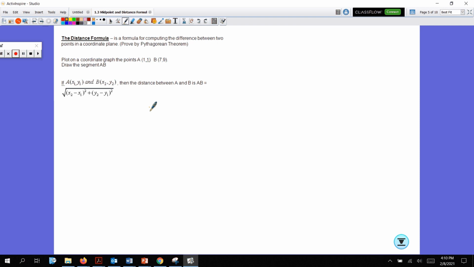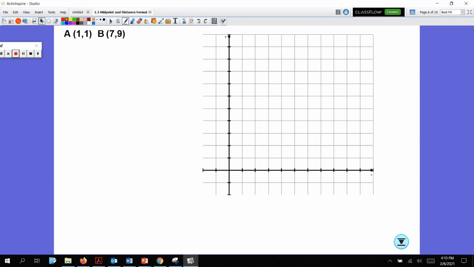All right, so we're going to plot these points on the coordinate plane. I think I might have this on the next slide. Oh, nope, I don't. But here's what I'm going to do. I'm going to plot these points on my coordinate plane here. 1 comma 1 is right here, so this is A. 7 comma 9, so 1, 2, 3, 4, 5, 6, 7, 1, 2, 3, 4, 5, 6, 7, 8, 9.